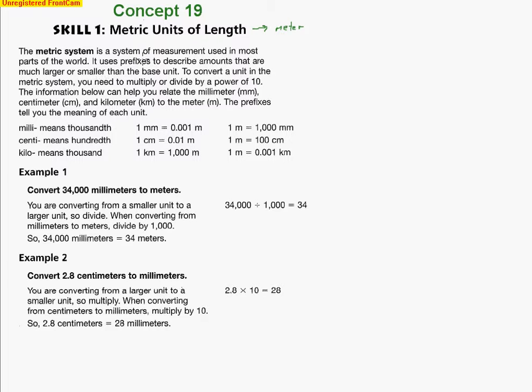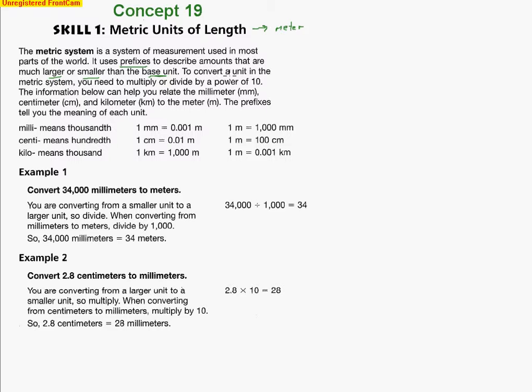Now, the metric system is a system of measurements used almost in all parts of the world. It uses prefixes. A prefix is a part of a word in front of the word meter, and that describes how much larger or smaller it is from the base unit. Again, that base unit in this case is our meter.